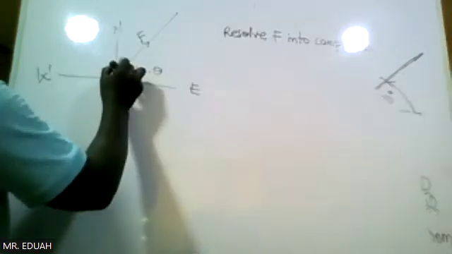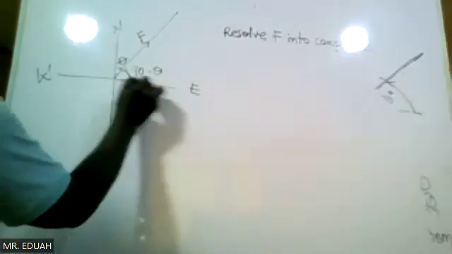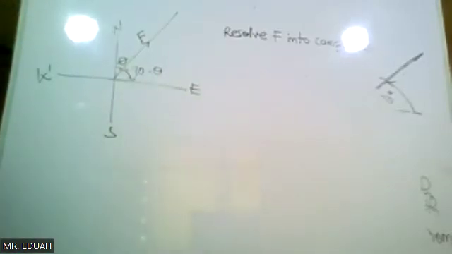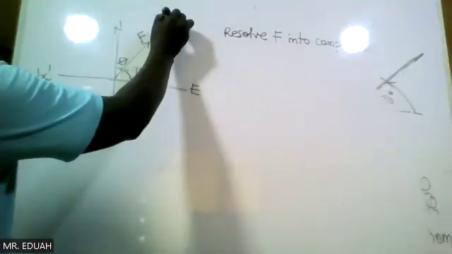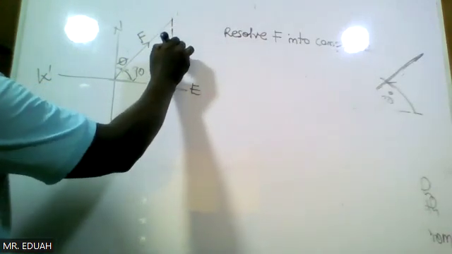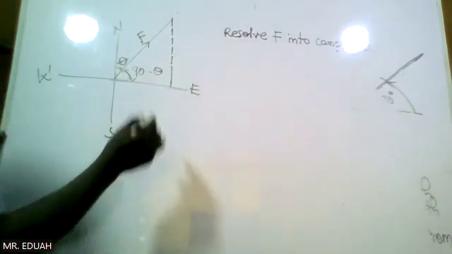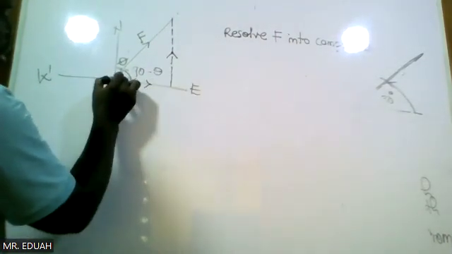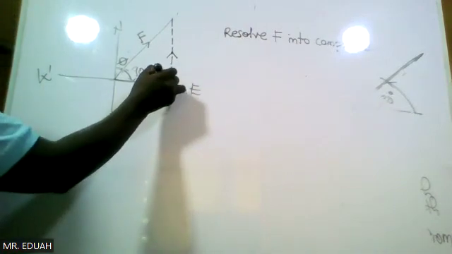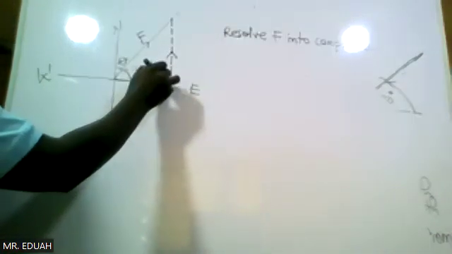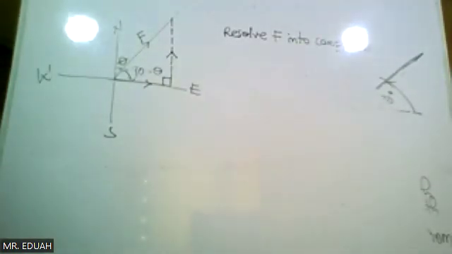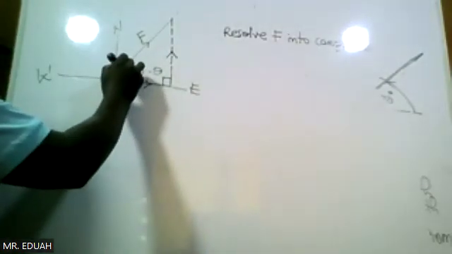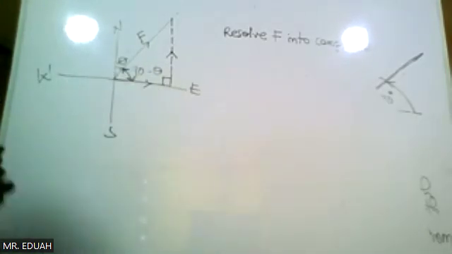I'm using the angle it makes with the x-axis first, which is 90 minus theta. To resolve F into components, I'll need the vertical component and then also the horizontal component. The two must be perpendicular to each other. So first, I'm using the angle 90 minus theta.